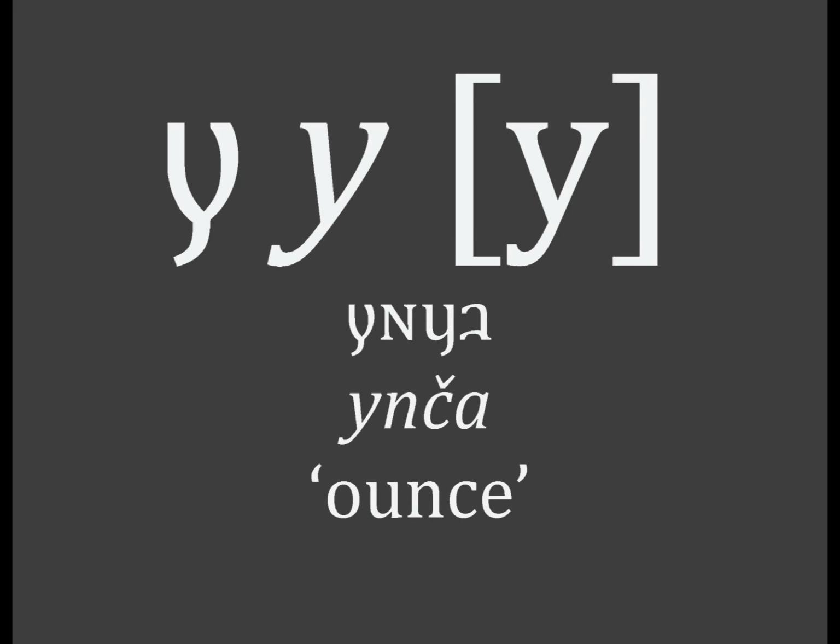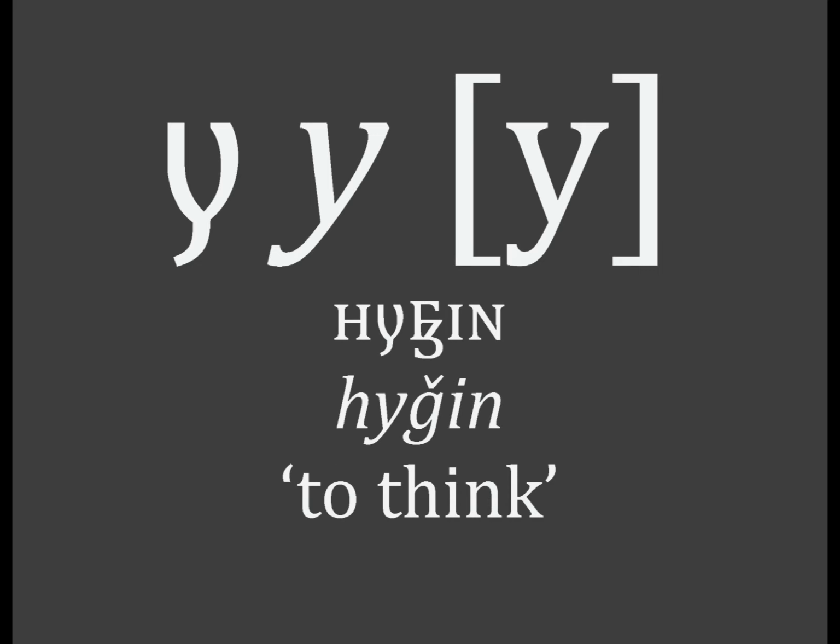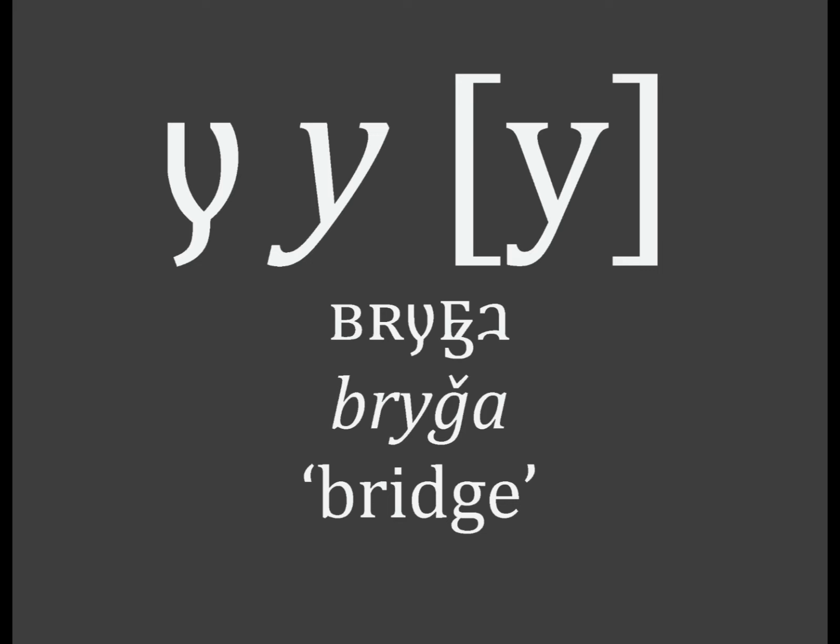Uncha means ounce. Its long equivalent is öfti. It represents a high, rounded front vowel, like the U in French une, or the umlauted U in German über. It is transliterated by the letter Y. Some older transcriptions render this letter as a UE ligature. It can only occur with primary or secondary stress, that is, it can never be unstressed, and it can never occur word finally. Uphia, extra. Hujin, to think. Bruja, bridge.